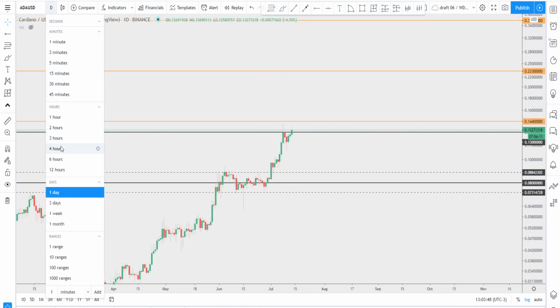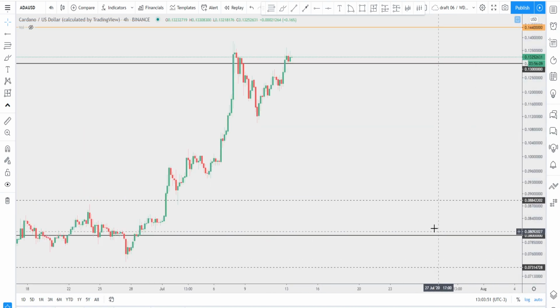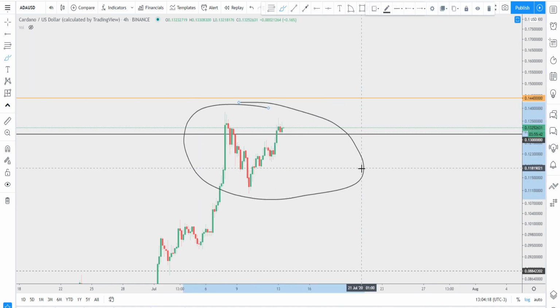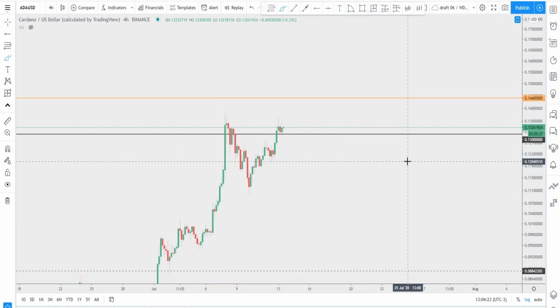Let's jump into the 4 hours. Let's see what is happening. Okay, so we had this mirrored move here, which is bullish in my opinion. And right now we are trading above the key level, which is 13 cents. And so far the bulls are finding support here. This is probably a bullish continuation pattern. Okay, it's not complete. It can break bullish from nowhere.